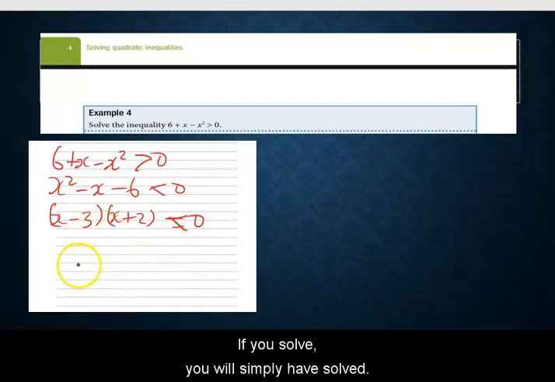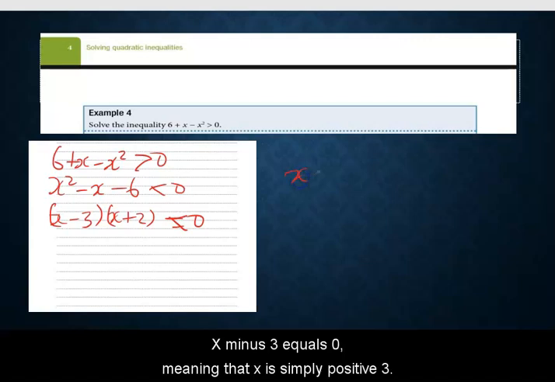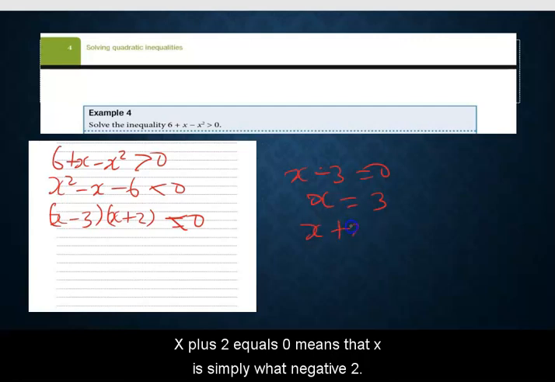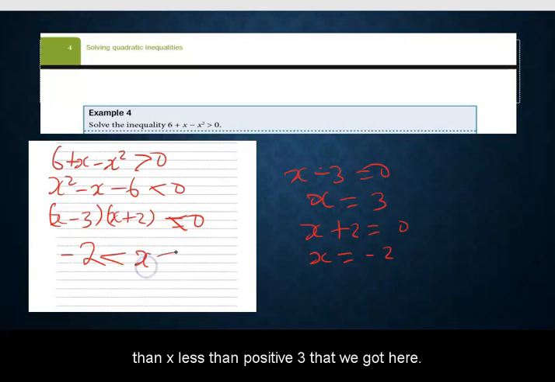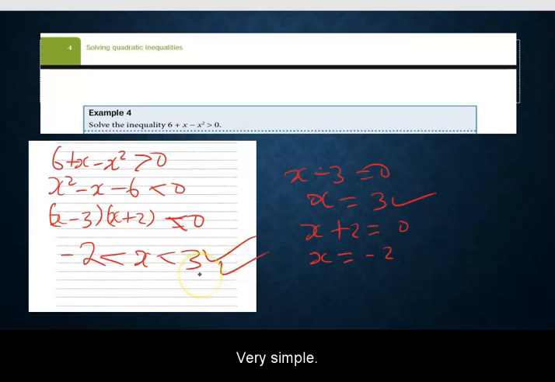If you solve, x minus 3 equals 0 means that x is simply positive 3. x plus 2 equals 0 means that x is simply negative 2. So the answer to this question is negative 2 less than x less than positive 3 that we got here. Very simple. Let's proceed to the next question.